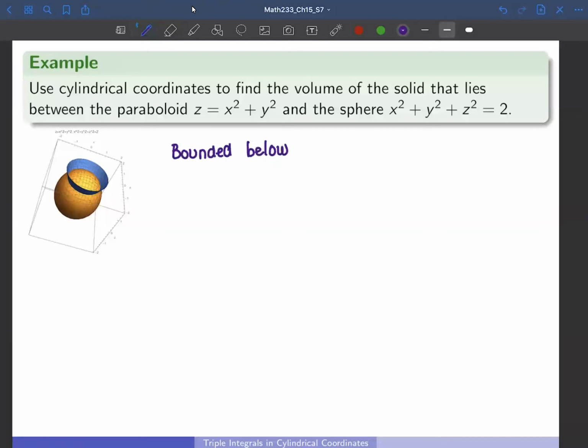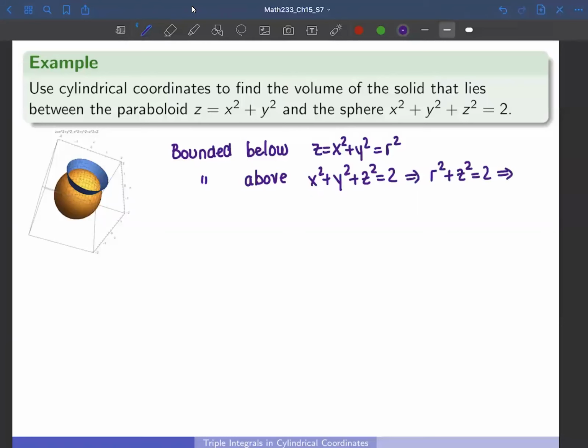by the paraboloid z equals x squared plus y squared, which is equal to r squared, since x squared plus y squared is equal to r squared, and is bounded above by the sphere x squared plus y squared plus z squared equals 2, which means that since again x squared plus y squared is equal to r squared, we have r squared plus z squared equals 2, which means that z squared is equal to 2 minus r squared, and that gives us that z is equal to just the positive square root of 2 minus r squared, since we are using only a part that lies in the upper hemisphere.